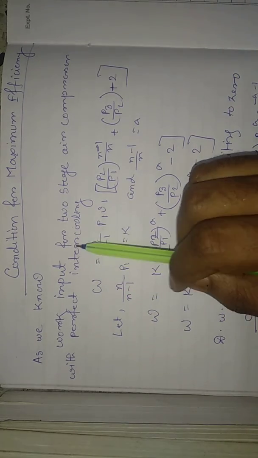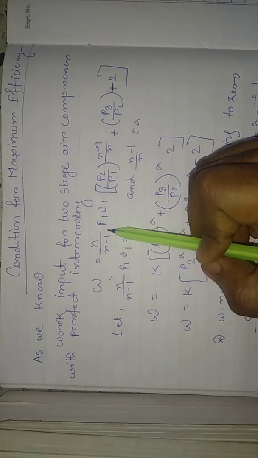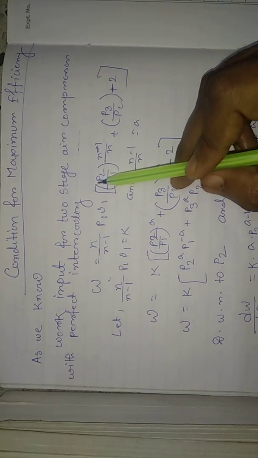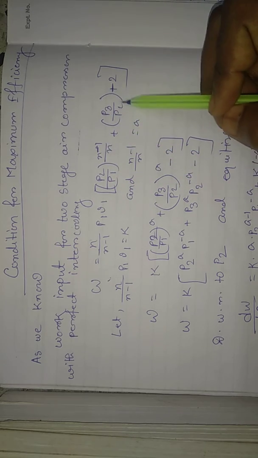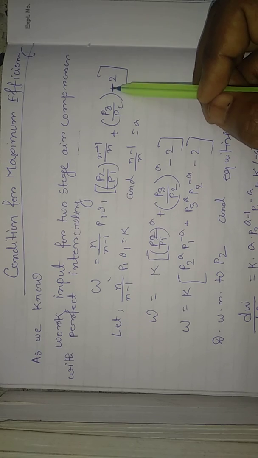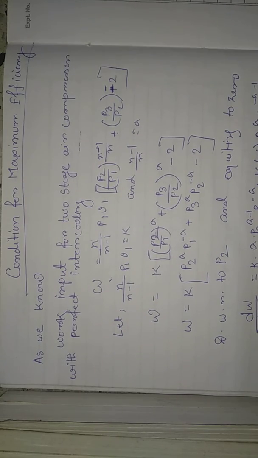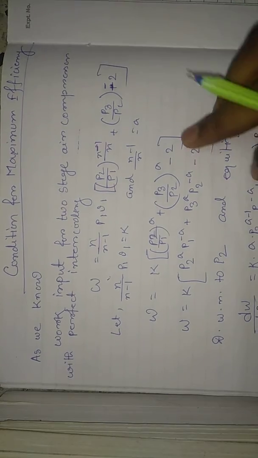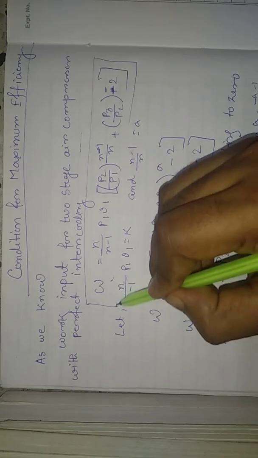The total work done required for multistage compression process is W equals n by n minus 1 into P1 into [P2 by P1 to the power n minus 1 by n plus P3 by P2 to the power n minus 1 by n] minus 2. Now these are the algebraic equations for the total work done required.